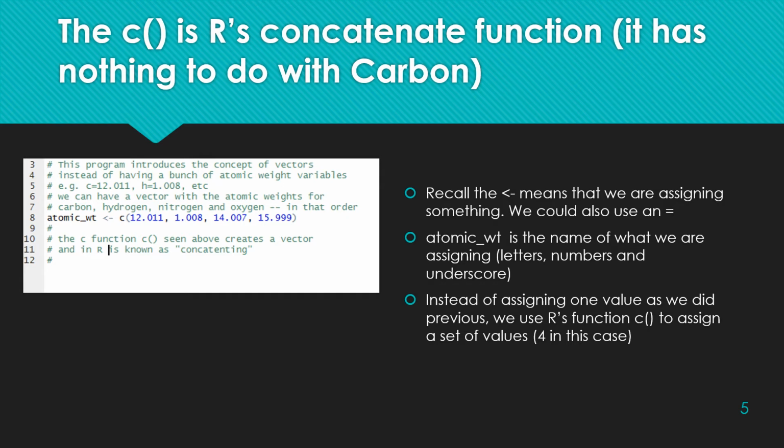Compared to what we previously did, where we assigned a single numerical value to a variable, which might change, but at a given time the variable had one value, now we are assigning a collection, a set of 4 values, to the name atomic_weight. So atomic_weight is now standing in for 4 different things. This is the idea of an array or vector.